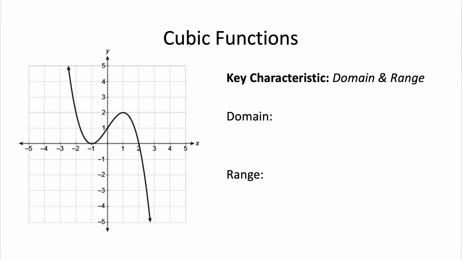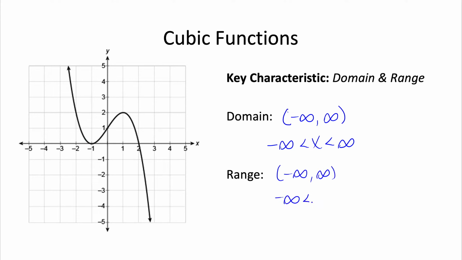So if we look at this cubic function pictured here, we would say that the domain includes all the values of x. So we would say the domain goes from negative infinity to positive infinity, because there are no restrictions on a cubic function. So we could also write this as negative infinity less than x less than infinity. The range also includes all y values, so the range goes from negative infinity to positive infinity, which is negative infinity less than y less than infinity.